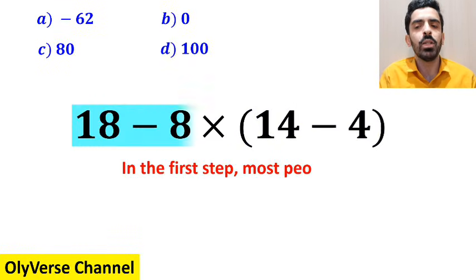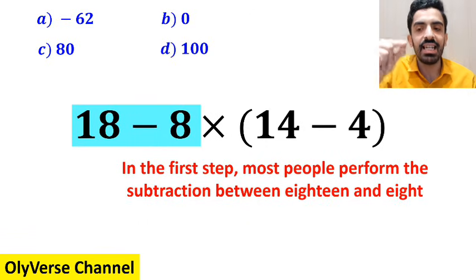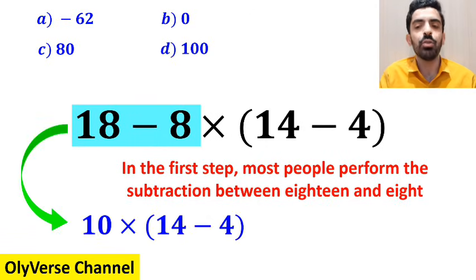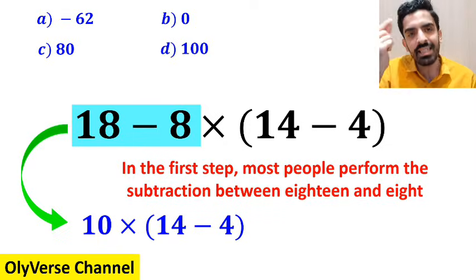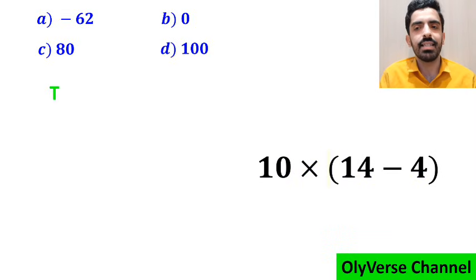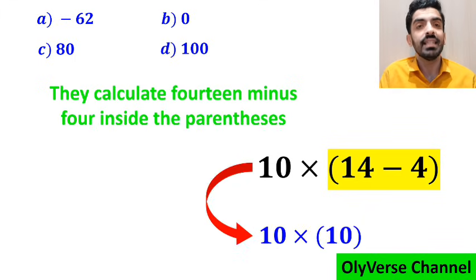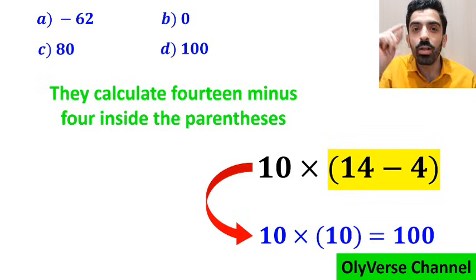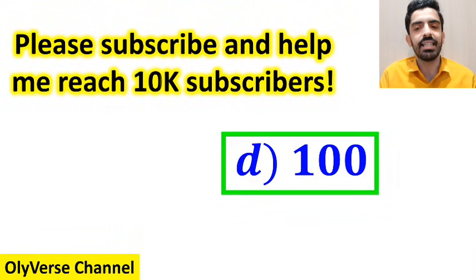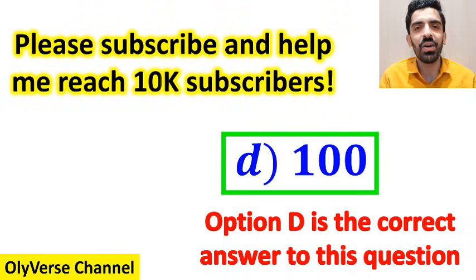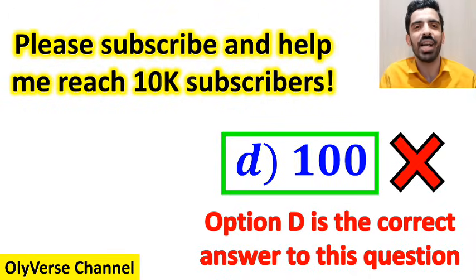And the first step, most people perform the subtraction between 18 and 8, which I have highlighted in blue. So, this expression simplifies to 10 multiplied by 14 minus 4 inside the parentheses. And the next step, they calculate 14 minus 4 inside the parentheses, which becomes 10 multiplied by 10. And finally, the value of this expression must be equal to 100. Then, without any hesitation, they quickly say that option D is the correct answer to this question. However, it's not the correct answer to this question.